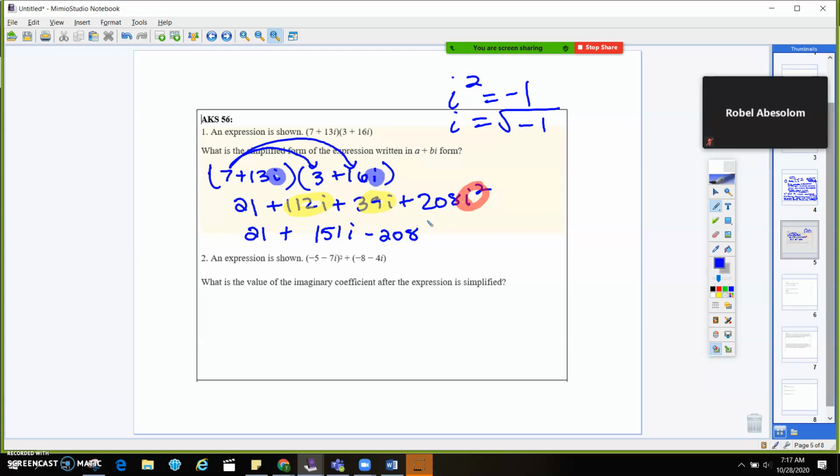So now we have two real parts, and we can combine those real parts together, right? So we're going to take 21 and subtract 208 from it. And that's going to give us -187 plus 151i. If you leave off the i part, it's wrong. So please make sure that you include that.